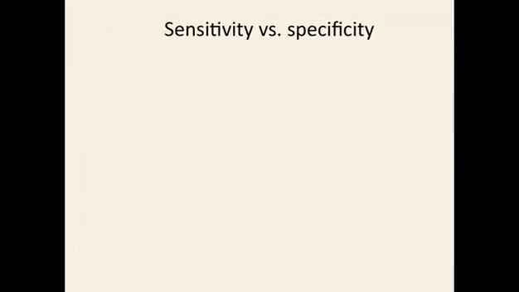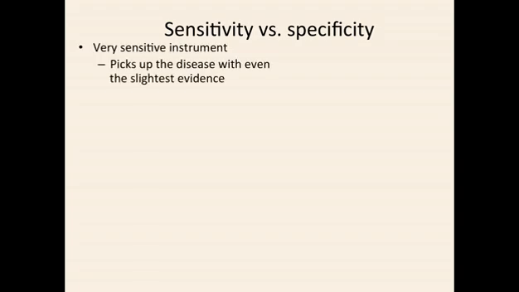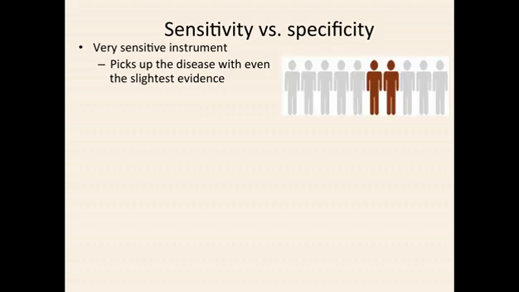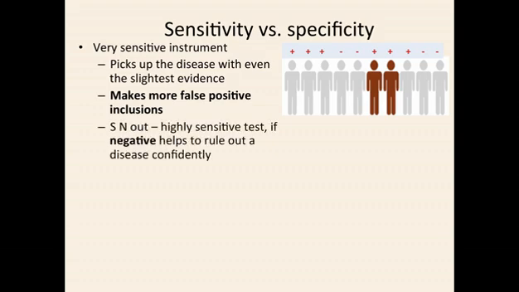What is the difference between sensitivity and specificity? A very sensitive instrument picks up the disease even with the slightest evidence. Imagine 10 subjects, only 2 are really diseased. A very sensitive instrument will show a positive result for many subjects, as it detects the illness even with slightest evidence. By doing so, it makes more false positive inclusions. The mnemonic SNOUT refers to the fact that a highly sensitive test, if negative, helps to rule out a disease confidently.